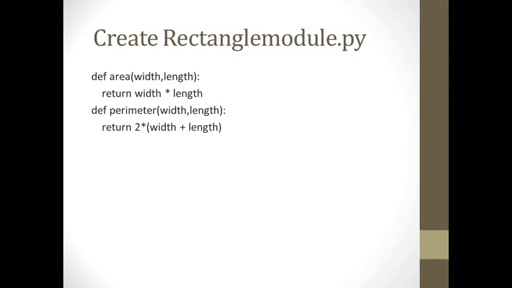So we have created two modules, one is circle module and one is rectangle module. In circle module we have created area of circle and circumference of circle, and in rectangle module we have created two functions, that is area of rectangle and perimeter of rectangle. So these are the two different modules we have created. Now we will call these two modules in one program.